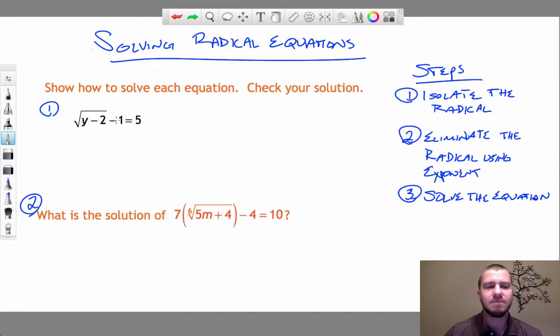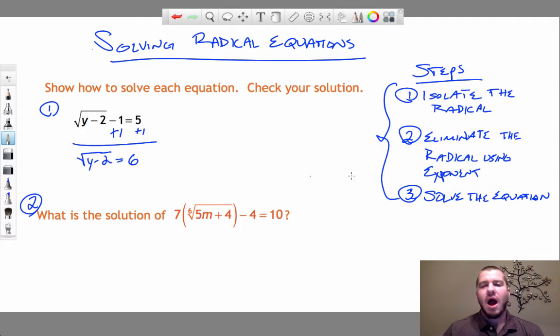So in this case, I have this minus 1 that's being subtracted from the square root. So I'm going to add 1 to both sides, and then I'm left with the square root of y minus 2 is equal to 6. And now this square root, or the radical, is all by itself on one side of the equation. I have steps over here if you haven't noticed.